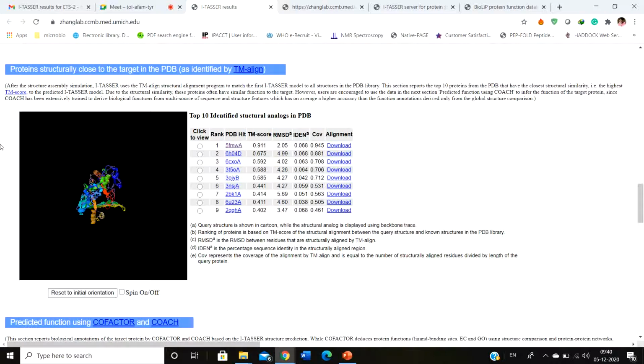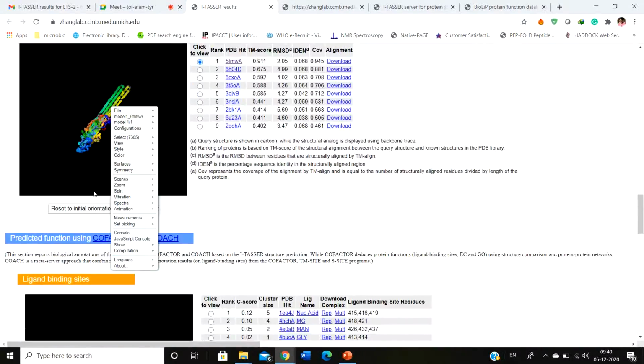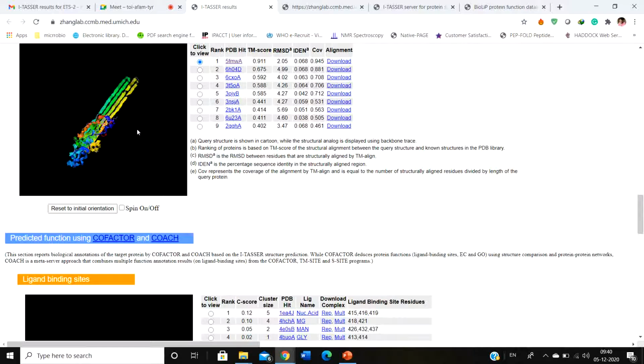After that, you're going to have this particular thing, the TM-align. TM-align means it is going to align the individual domain with your molecule, and these are the molecules with which it has aligned. For example, if you simply click on this particular hit, it shows the motif with which it has aligned. But until analysis, I can zoom it, it won't be visible to you.